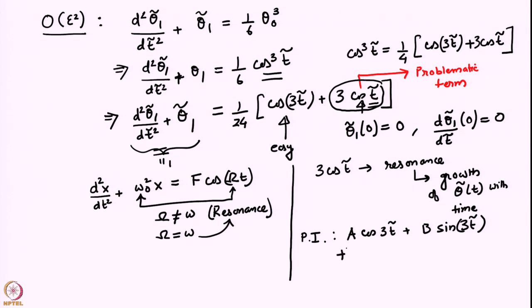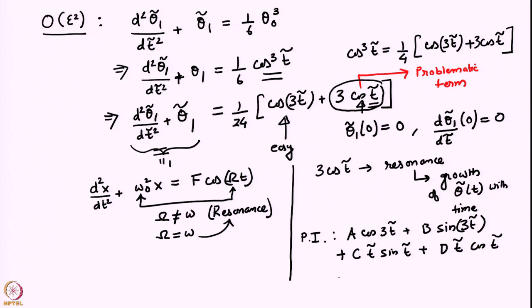And then because we have a cos t tilde term, which has the same frequency as the natural frequency of the system on the left, the particular integrals will be of the form t cos t or t sin t. So, I will write c t tilde sin t tilde plus d t tilde cos t tilde.